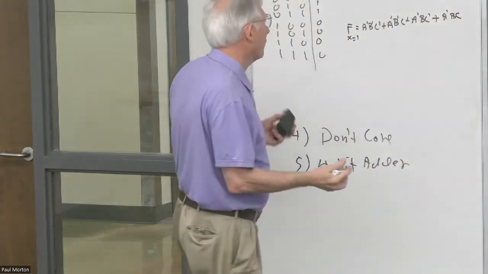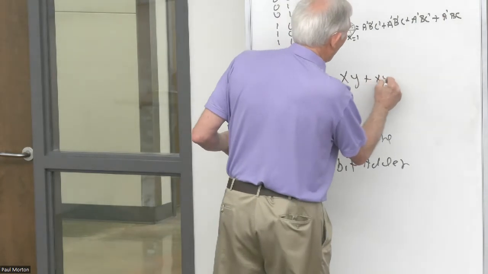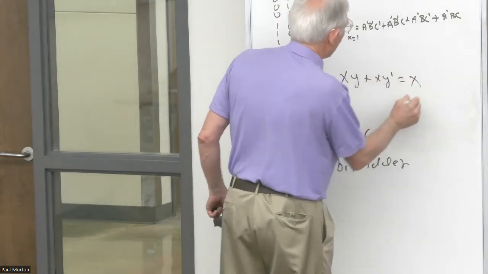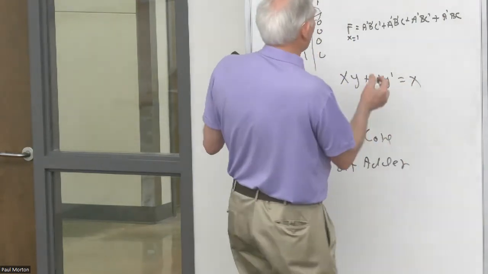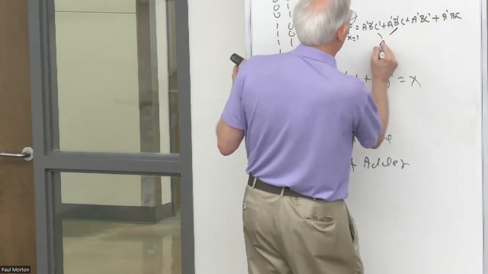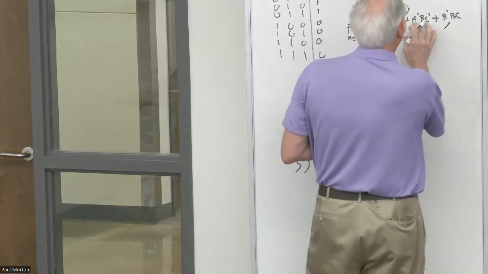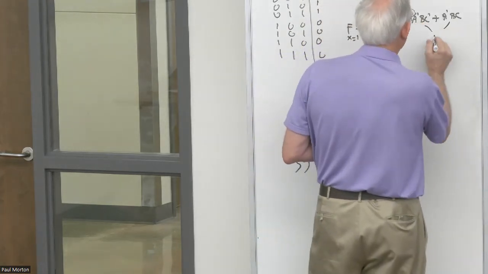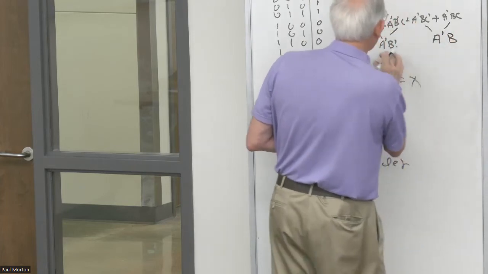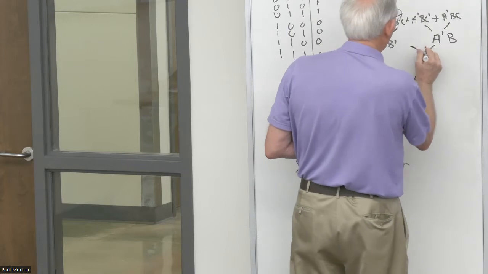Now we try and simplify. We always use the theorem x y plus x y prime equals x. So we're trying to combine these things. So we can combine these two because they only differ by a single variable, and that gives us a prime b prime. And we can combine these two, and that gives us a prime b. And now we have a prime b prime and a prime b. We can combine those two and get a prime.